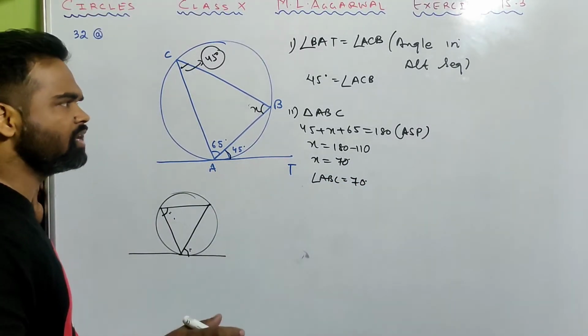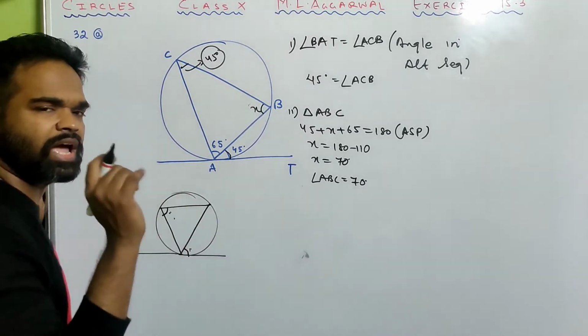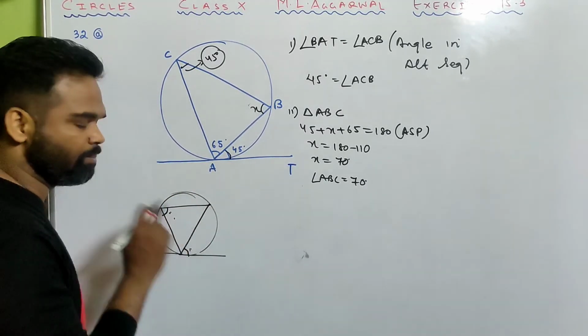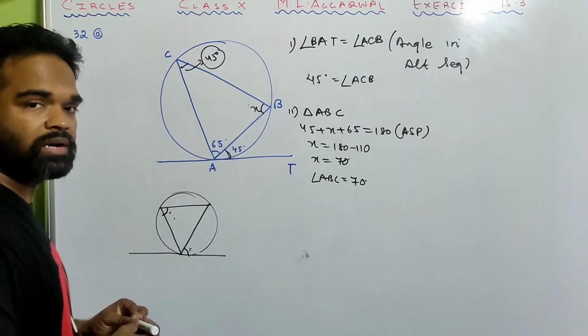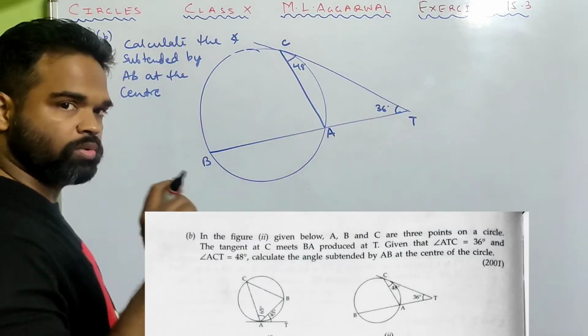Done? It was very easy. Only one property we used, angle in alternate segment. Done. Sure. We'll do the next one now, 32 part B. Look at 32 part B.